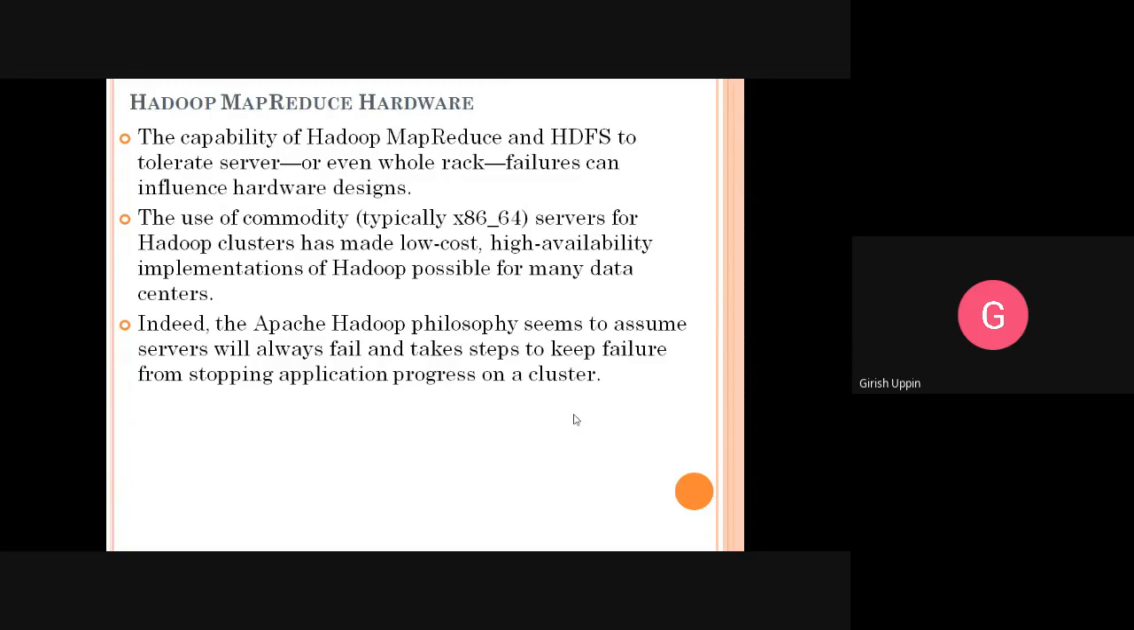Indeed, the Apache Hadoop philosophy seems to assume servers will always fail and takes steps to keep failures from stopping application progress on the cluster. The whole Hadoop philosophy is that servers will fail and there should be steps taken to take care of that failure, and that failure should not have any kind of implication on the application progress. That is the whole philosophy of the Hadoop system.